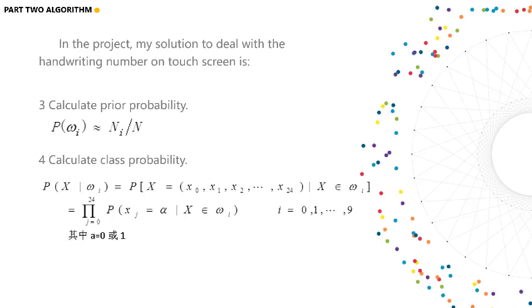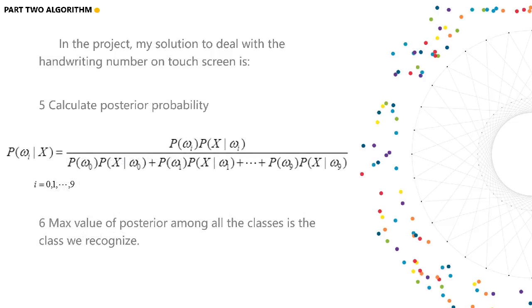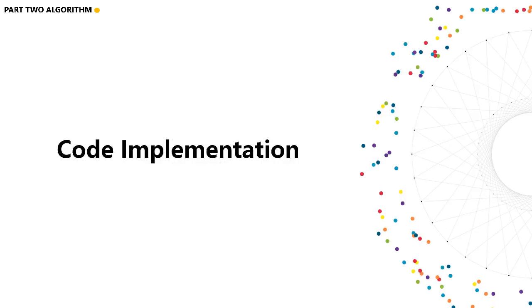The third part is we calculate prior probability. We use the formula, and the fourth is we use the formula to calculate class probability. And the fifth part is we use the naive Bayes formula to calculate posterior probability. After we get the result, the max value among them is the thing that we want, the right result, so it is the right number that the computer can recognize. The code implementation is as follows.